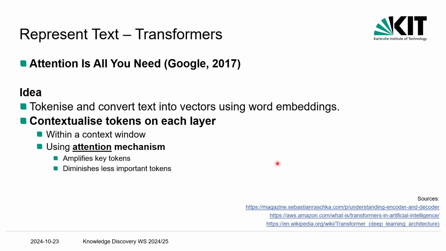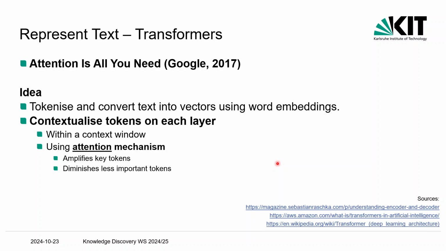So, transformers were introduced in 2017 in a paper made by researchers from Google. The paper is called Attention is All You Need. And what was the main idea there? The idea is that we want to tokenize and convert text into vectors using word embeddings. That's relatively straightforward with the state of the research at the time, but then we want to also contextualize the tokens on each layer.